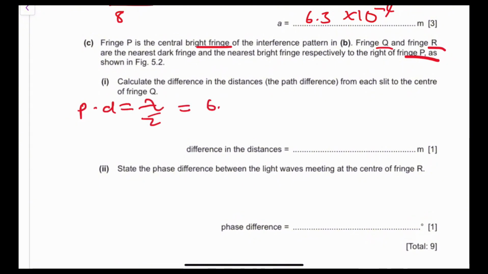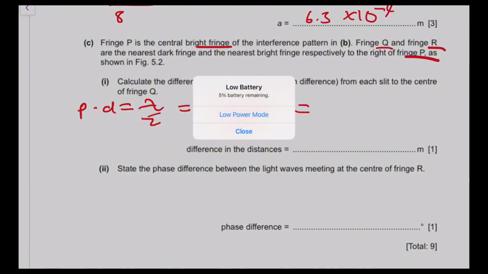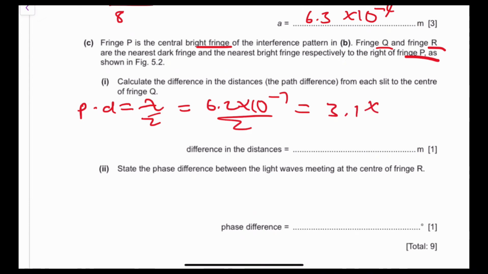But what's my value of lambda? 6.2 times 10 to the power of negative 7, divided by 2. That gives me my value of 3.1 times 10 to the power of negative 7. So my path difference will be 3.1 times 10 to the power of negative 7. Remember, the path difference is basically how far the light travels from one slit versus the path traveled by the light from the other slit.